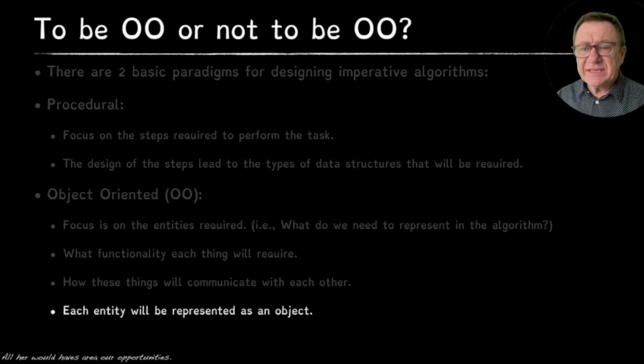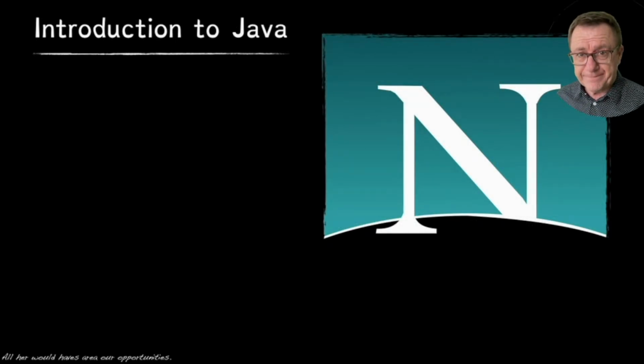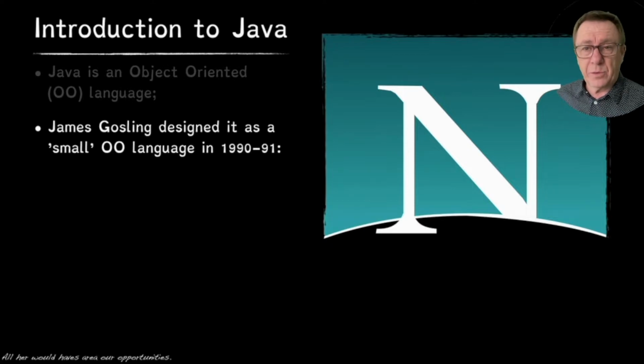And each entity that we create, we say is an object, okay? And once we've designed the objects, then we can work out what steps need to be required because we know what's there. Now, Java. So Java is an object-oriented language. Pretty straightforward. A guy by the name of James Gosling designed it, and he designed it as a small OO language back in the very early 90s, 1990, 1991.